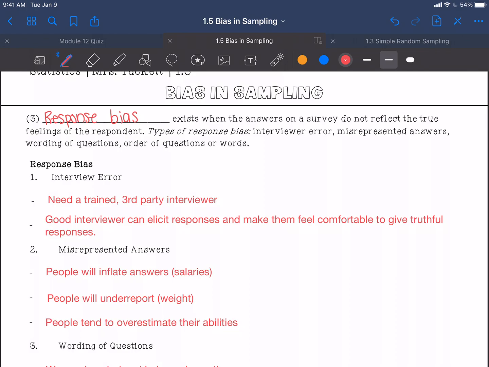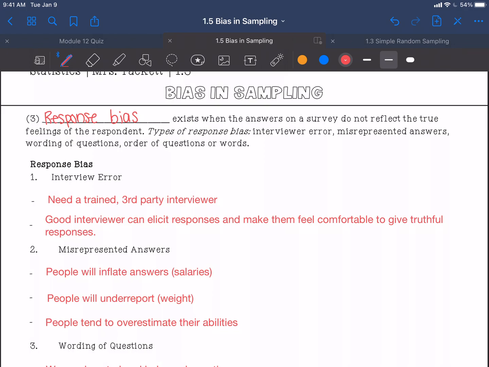So people can inflate their answers, but people can also underreport answers based on what the question is. So if you're being asked about your weight, people might tend to round down on that and say, I only weigh 140 instead of 145. Okay, you're not going to round up, and that can affect the surveys.